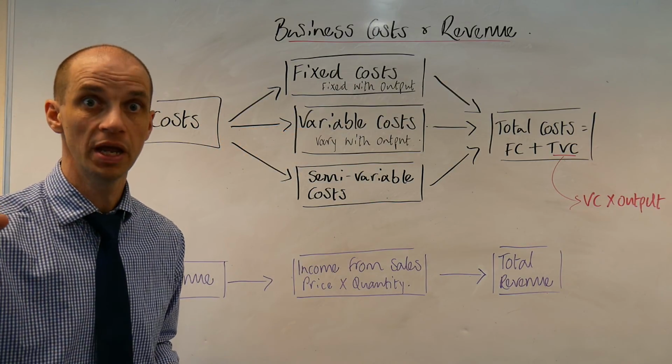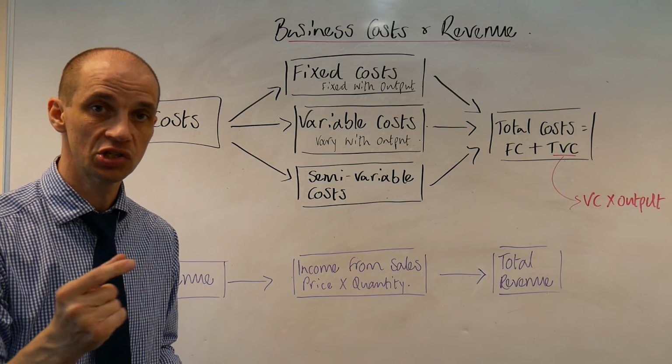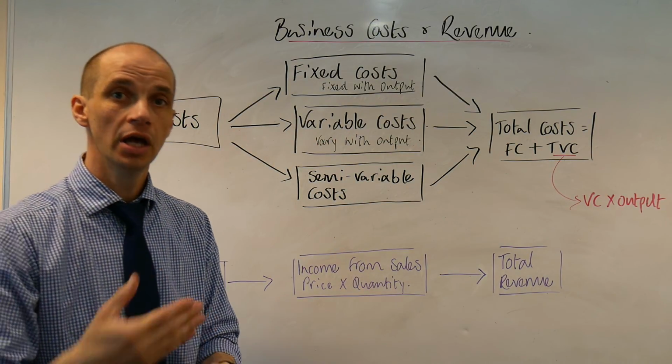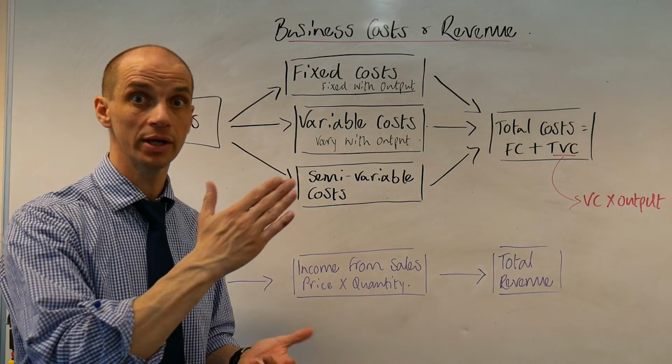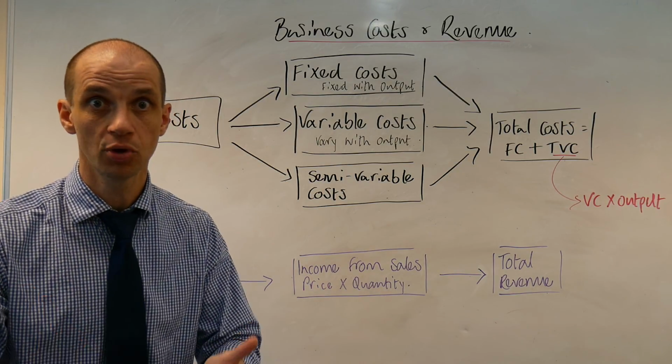Okay, now in addition to this, you've also got your variable costs. Variable costs would be the cost of actually buying raw materials, buying stock in. The reason for this is because they vary with output. And so variable costs will increase with output. So the more goods you produce, the greater your variable costs will be.